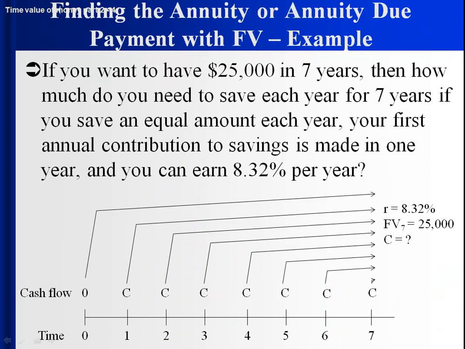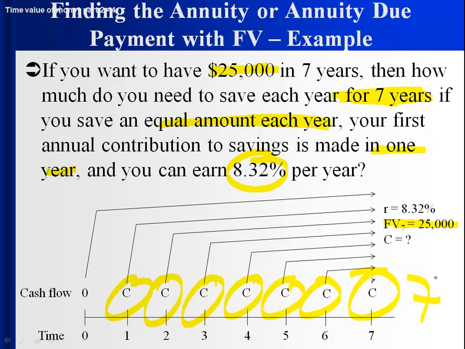So in 7 years, we want to have 25,000. That's our goal. How much do we need to save each year for 7 years? So we know we're going to be making 7 payments, equal amount each year. So now we know we're looking at an annuity or annuity due if we start right away. First contribution in 1 year, and you earn 8.32% per year. So this is a classic future value of an annuity because you've got 7 payments. First one's in a year, and there's 7. So first, second, third, fourth, fifth, sixth, and seventh. 7 payments, and we want to have the FV in 7 years, the number of payments when our future value is.